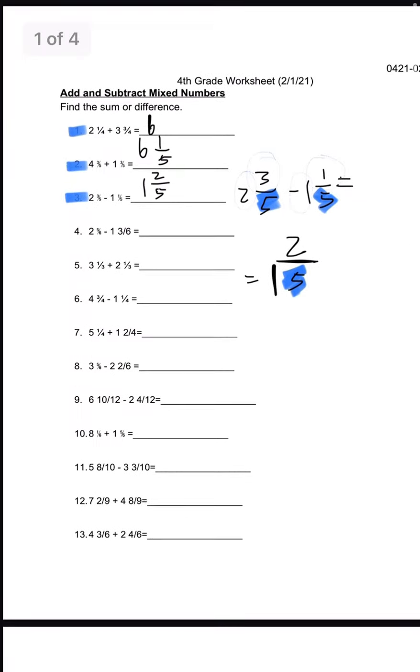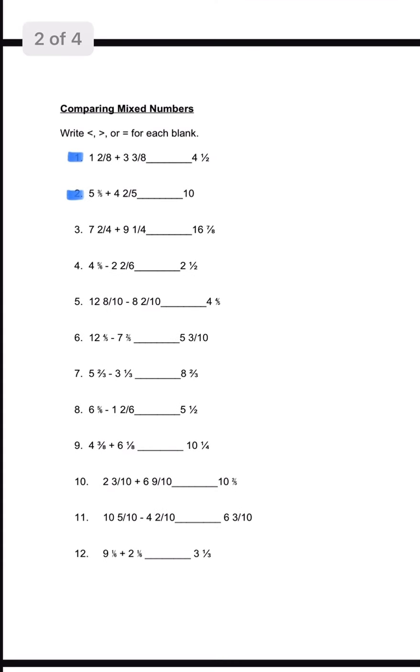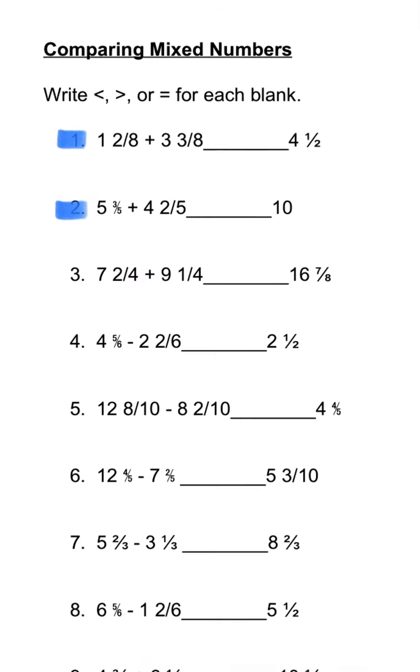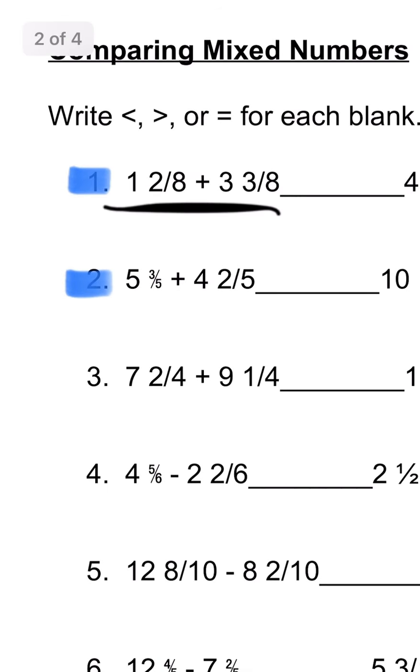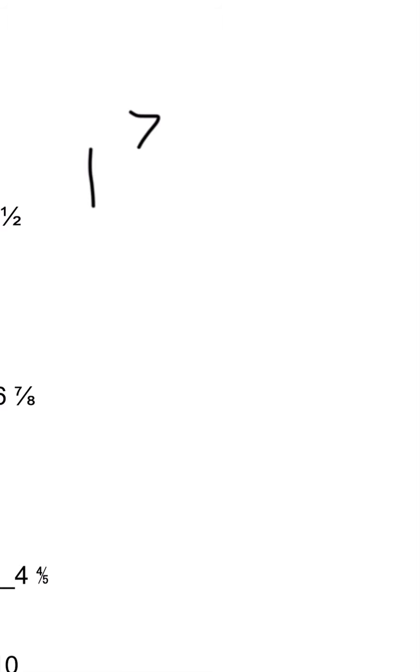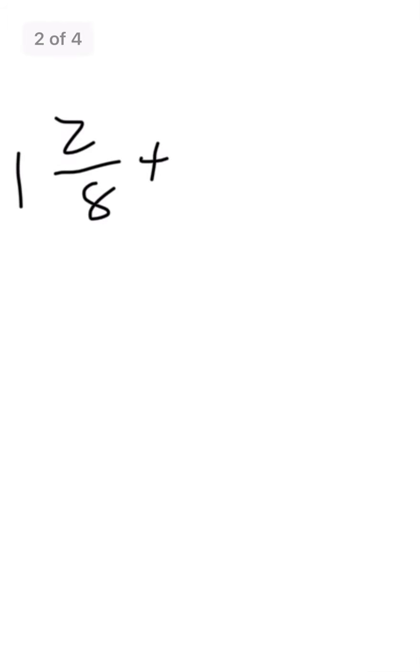Okay. Next, let's move on to page number 2, comparing mixed numbers. So we're writing less than, greater than, or equal to for each blank. This is basically the same thing as the first page. We're just going to add this left side here, 1 and 2/8 plus 3 and 3/8.